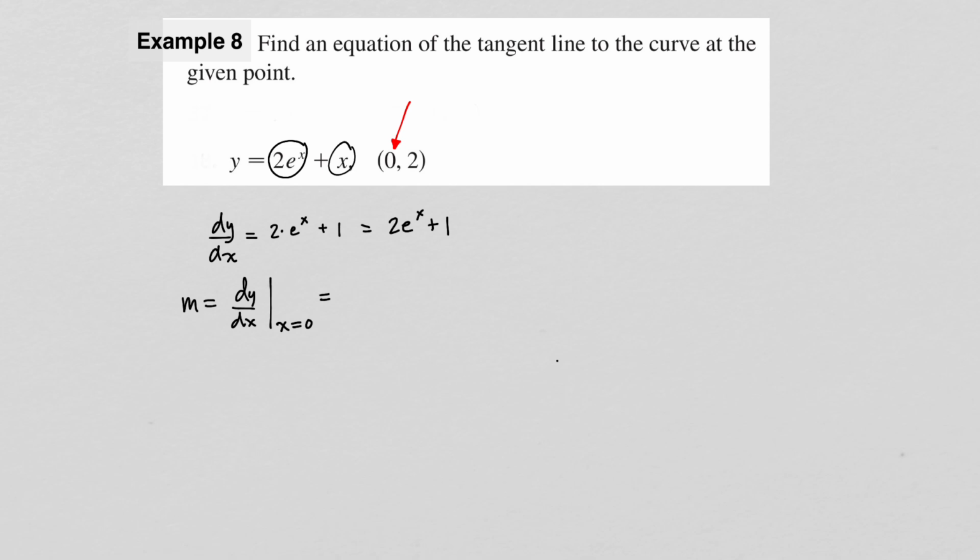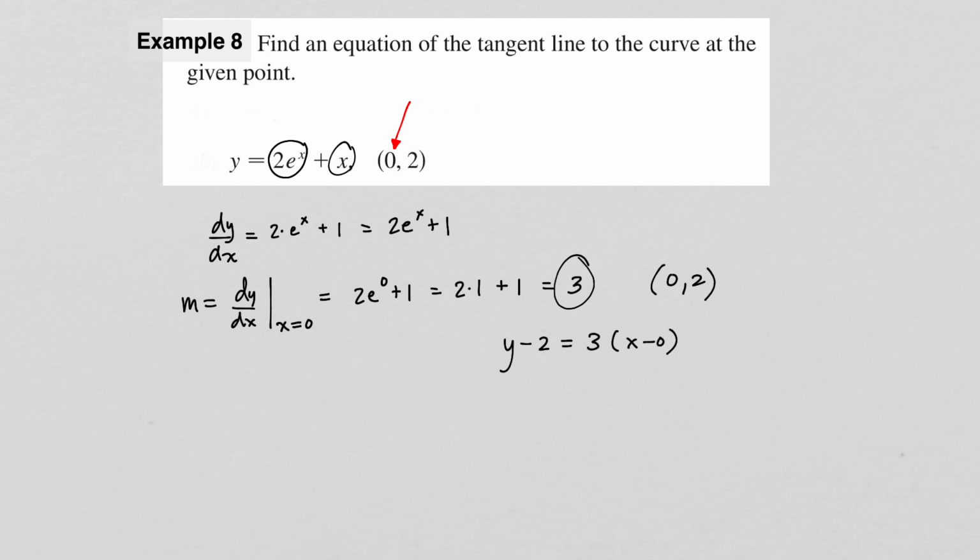And that is going to be 2e to the 0 plus 1. Now remember, e to the 0 is 1, so we have 2 times 1 plus 1, which is 3. So the slope of our tangent line is 3. The point of tangency is the point 0, 2. And now I can find the equation of the tangent line. Oops, got to plug it in correctly. y take away 2 is equal to 3 times x minus 0. And if you solve for y here, you end up getting y equals 3x plus 2.